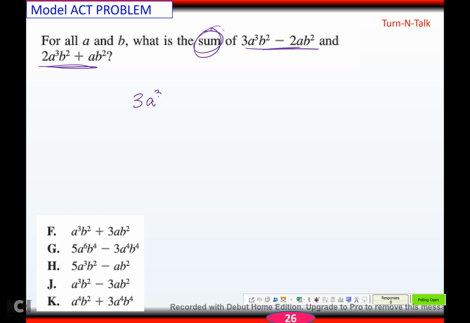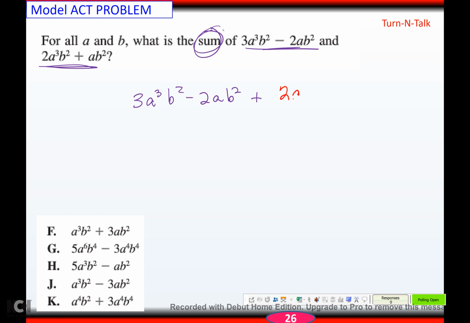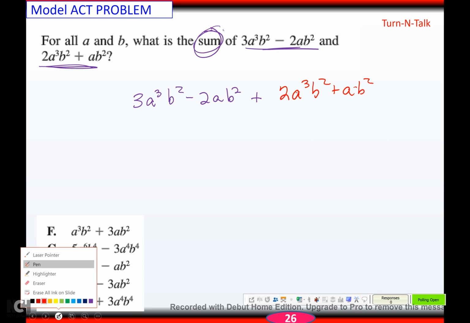I have 3a cubed b squared minus 2ab squared plus, and again, I don't have to worry about these guys changing because I'm adding them. If they would have said difference, then I would have had to change these guys' signs. Okay? So just be careful between addition and subtraction.